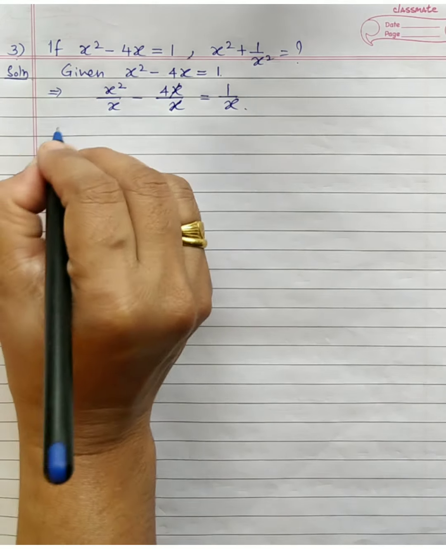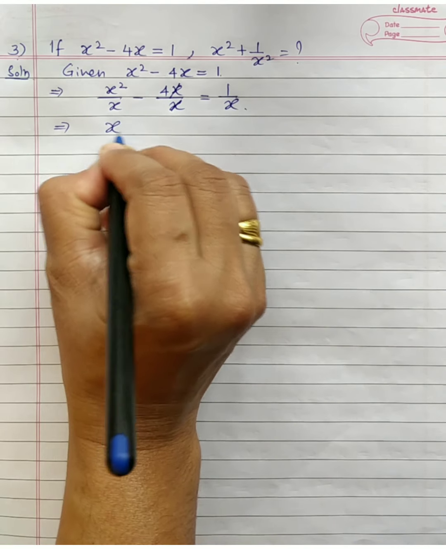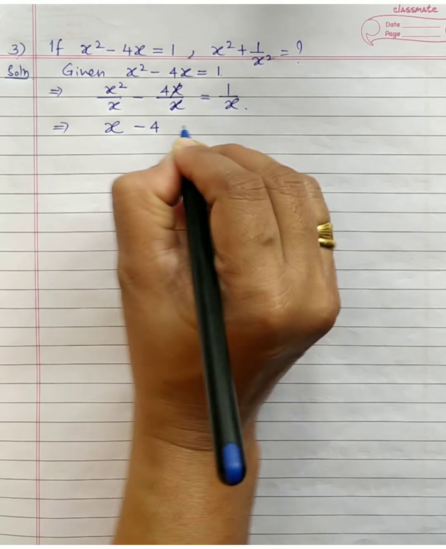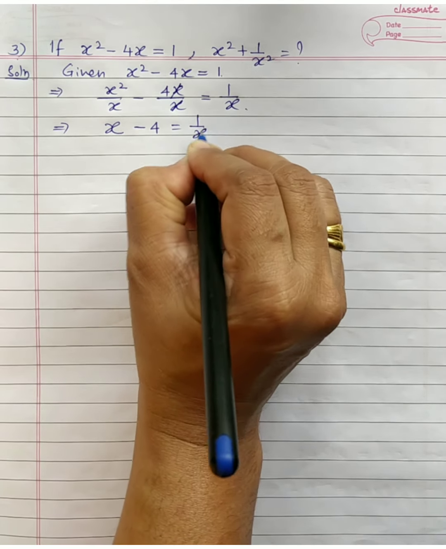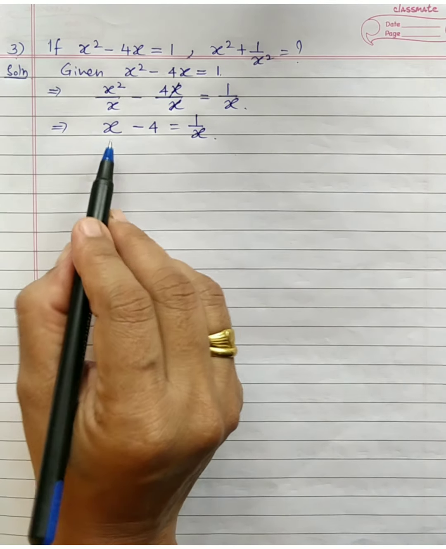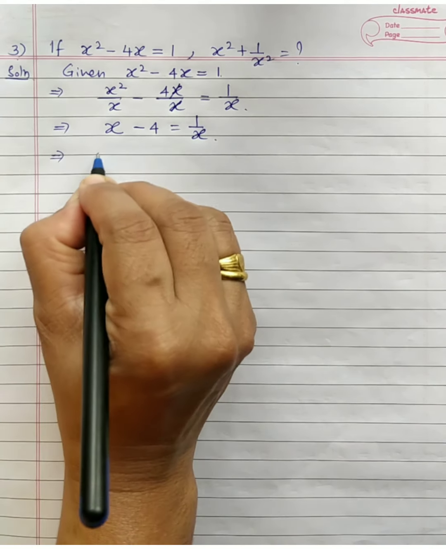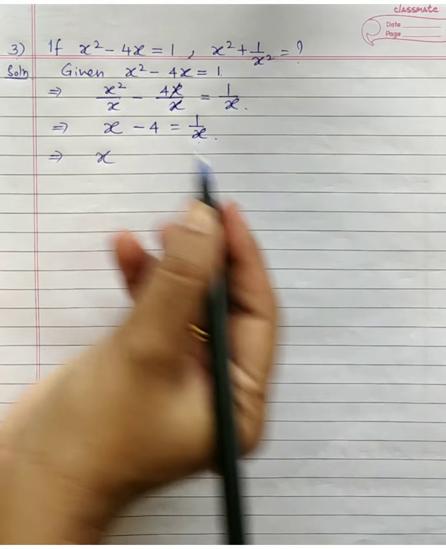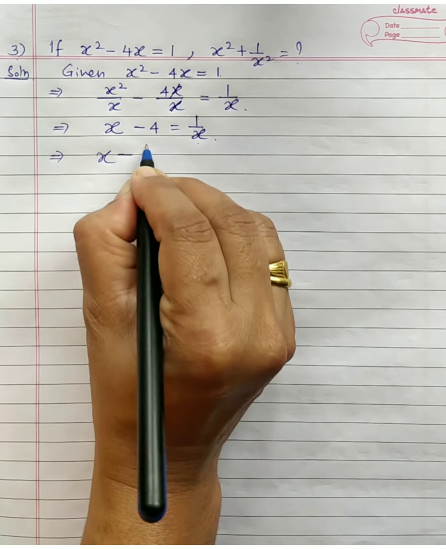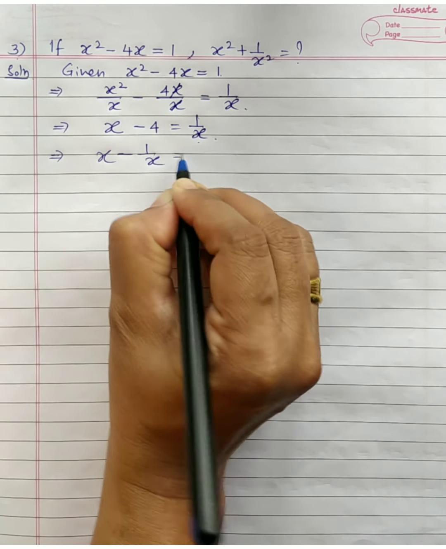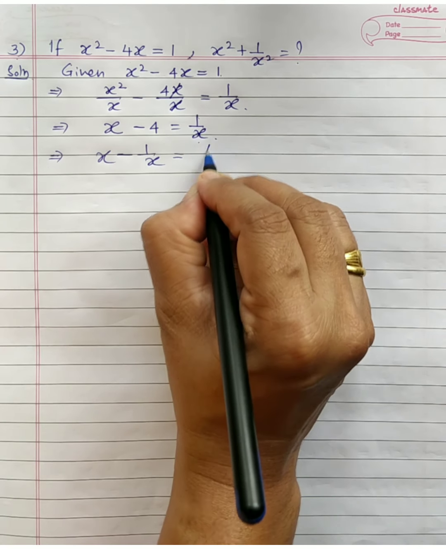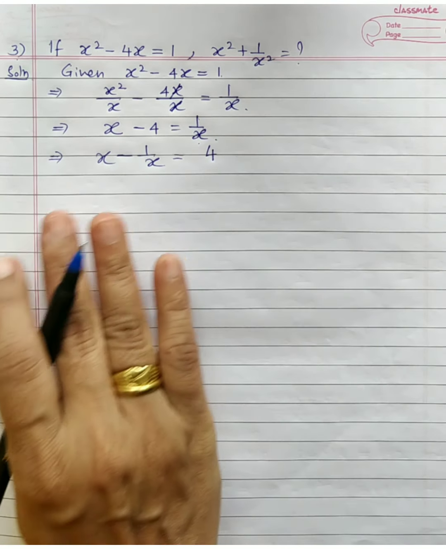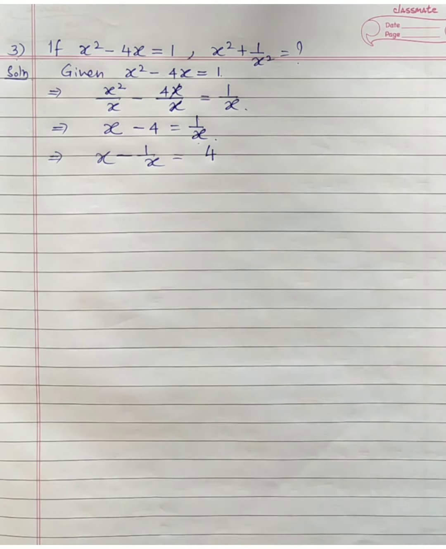And this will be what? X. So x minus 4 is equal to 1 upon x, right? So x plus 1 upon x shifted here, what it will be? Minus 1 upon x, and minus 4 taken on the right hand side, what it will become? Plus 4. So x minus 1 upon x is equal to 4.